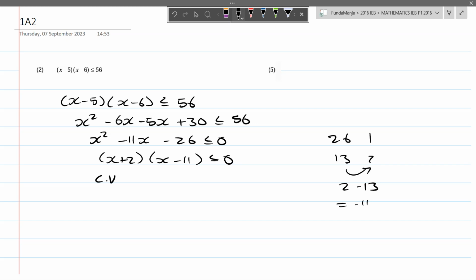And then from this, we can get our critical values, which would have been our answer if we were only dealing with an equation. But since it's an inequality, we use our critical values, which would be minus 2 or 13. And then you draw your little Cartesian plane, and mark your critical values, minus 2 and 13. Then you draw your little parabola, mimicking the shape of the parabola that you had right before factorizing, which is a positively shaped parabola.